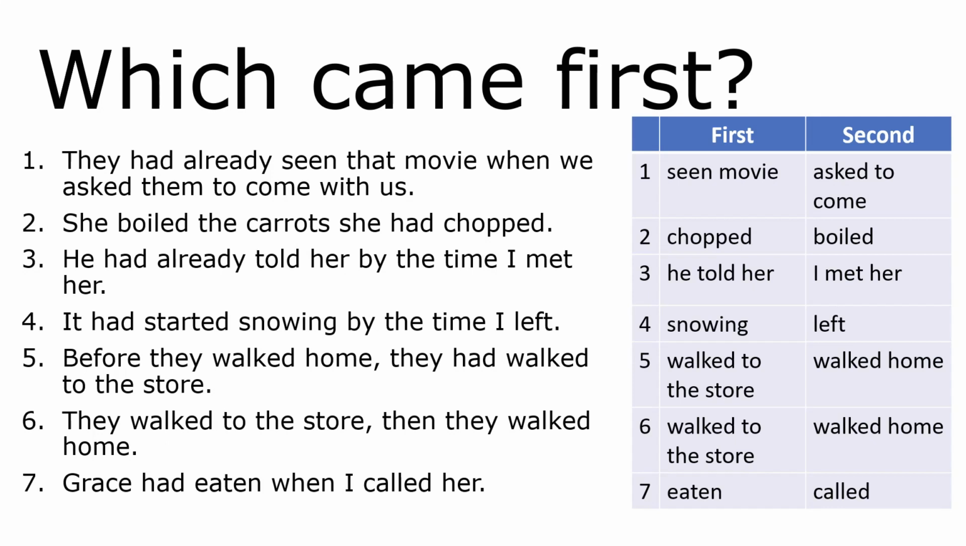Number 2, she boiled the carrots she had chopped. Well, yeah, this one's a little bit easier maybe to see because it's logical. You chop the carrots and then you boil them. Number 3, he had already told her by the time I met her. So I met her and I told her, but before I met her and I told her, he had already told her. So he told her first and then I met her and then I told her. Okay? All right.